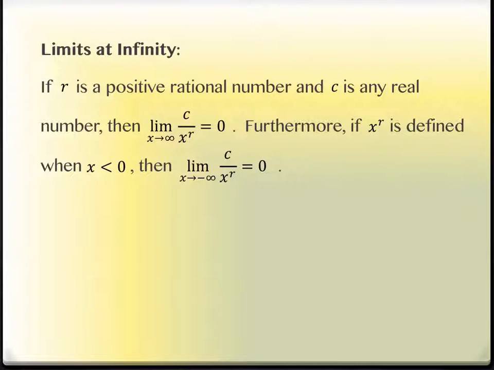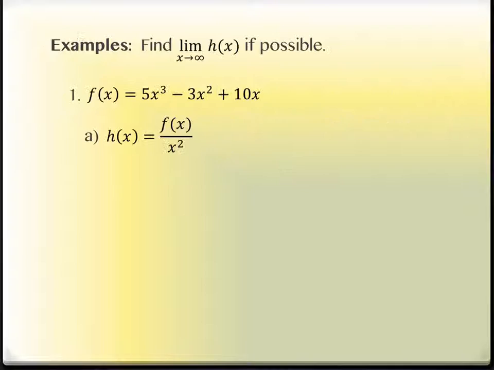And if you look at the negative side, the same thing happens if x to the r is defined when x is less than 0. If you can talk about the limit as x goes to negative infinity, then c over x to the r is also equal to 0. So this tells us a lot about the values when you go to the left and to the right of any rational function. All right, so we're going to do a couple of examples.